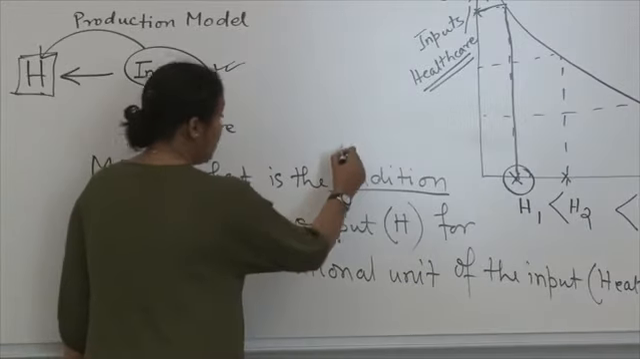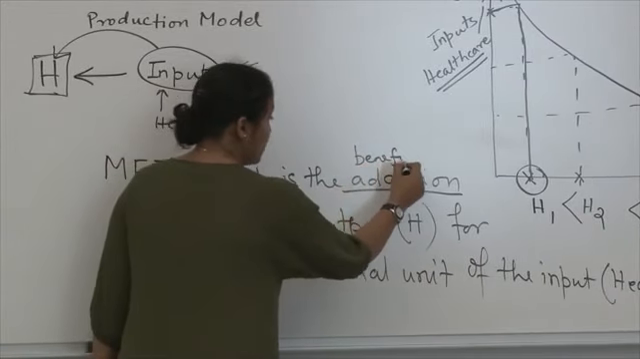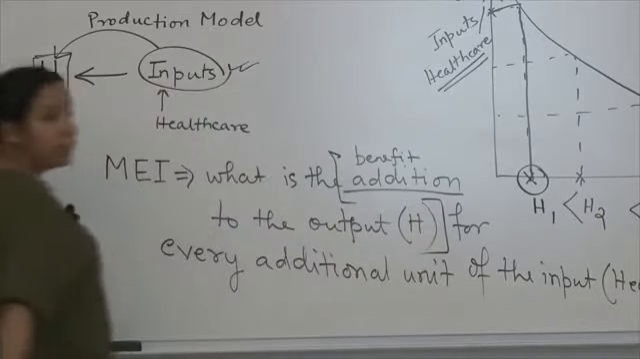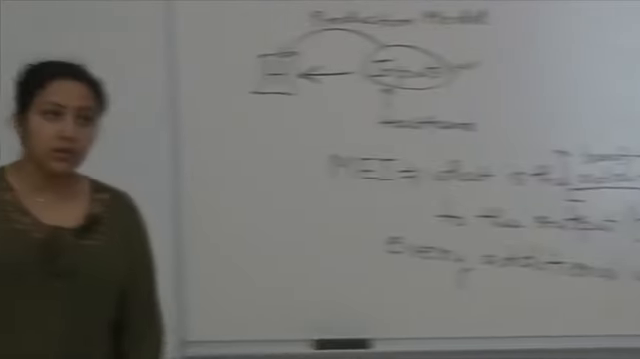Okay? So that's what we are looking at. What is the addition? And now when I am talking about addition, of course we are talking about the additional benefit. So what is addition to healthcare means, this entire thing, addition to health output, that means it's a benefit, isn't it? So in that sense, it is the marginal benefit that I get from every additional unit of resource spent on healthcare goods.